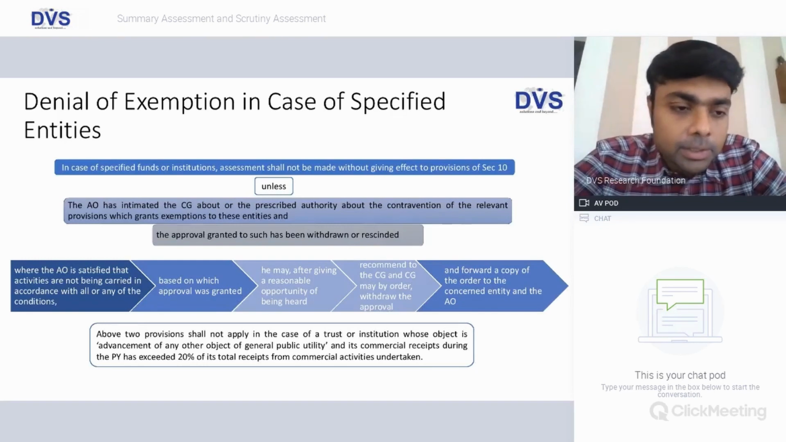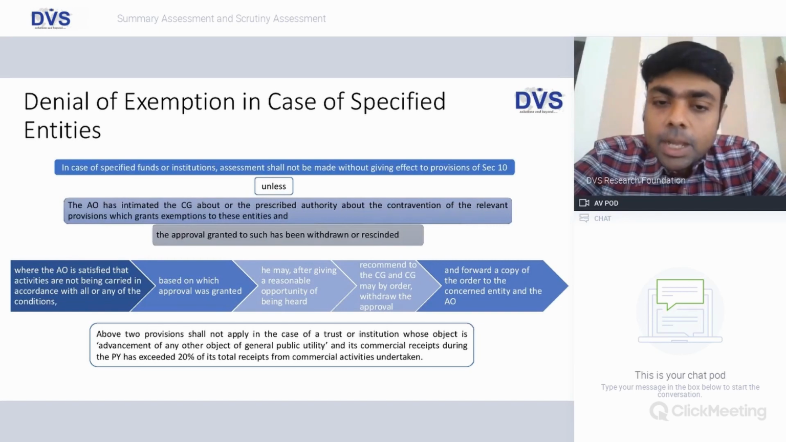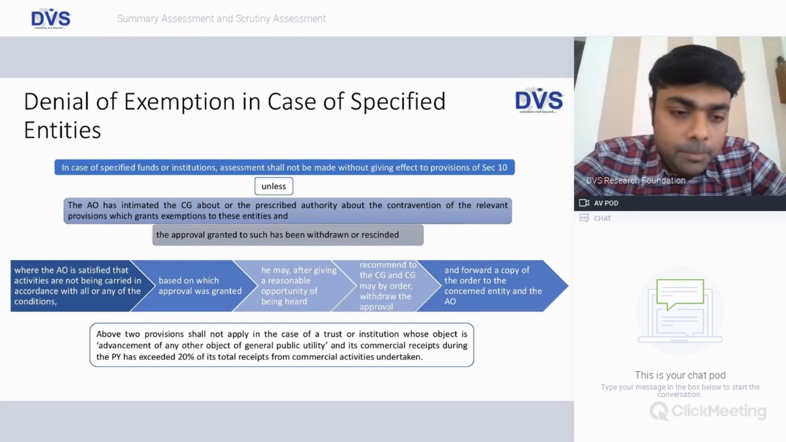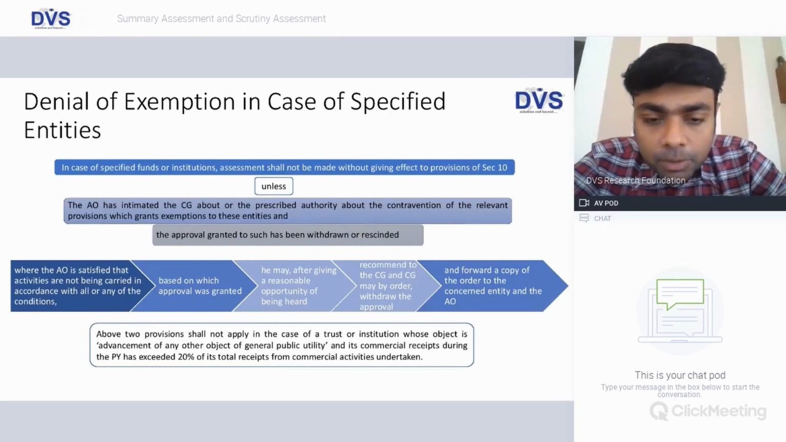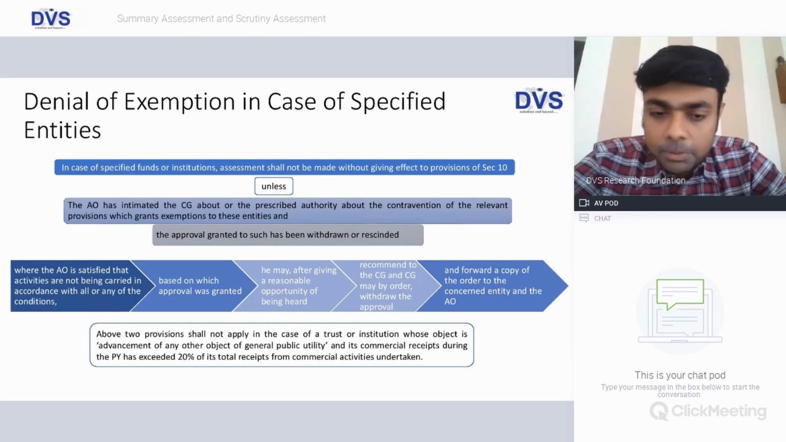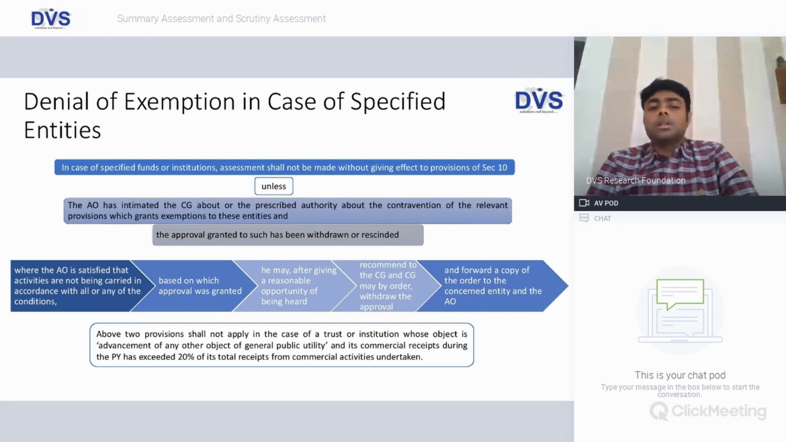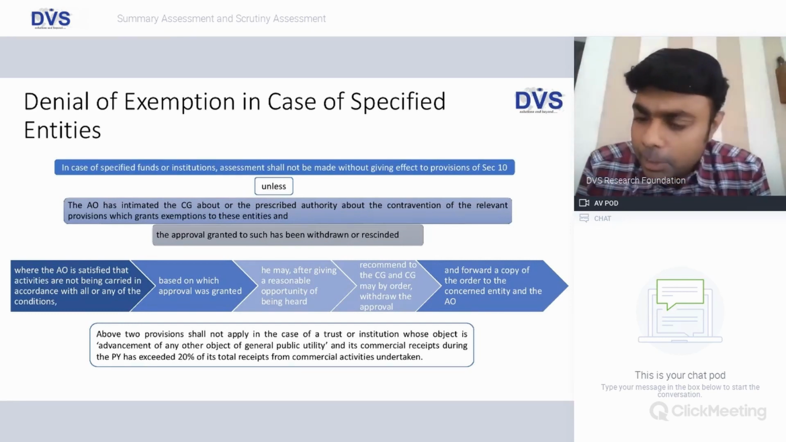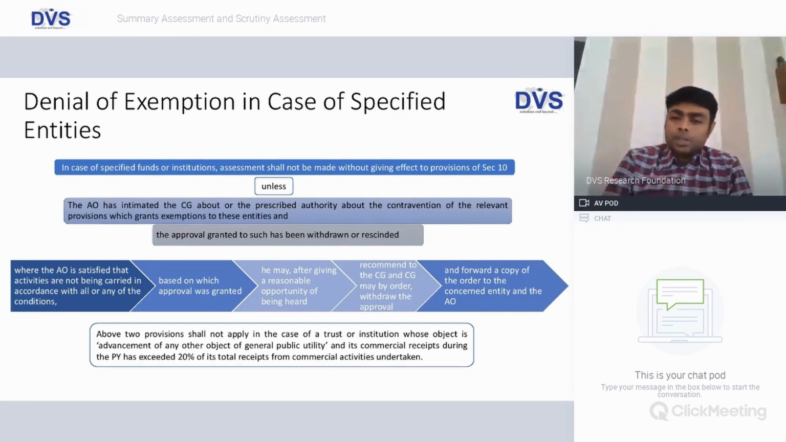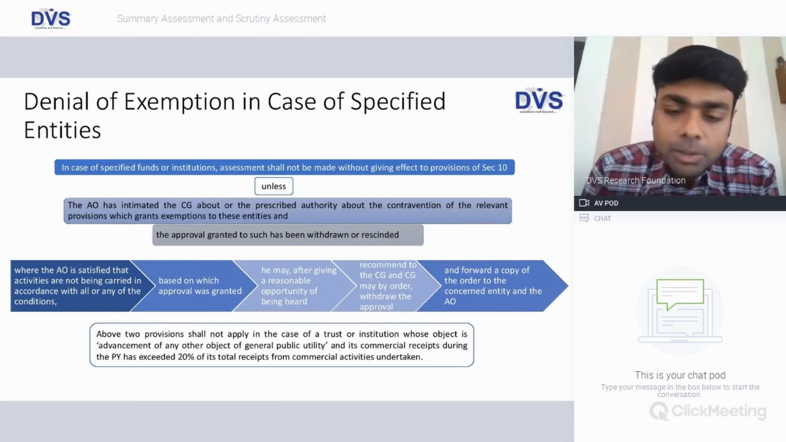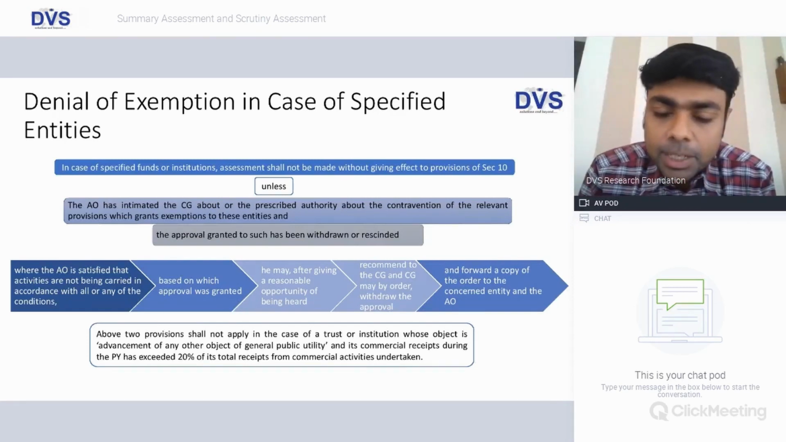Where the AO is satisfied that the activities are not being carried out in accordance with the conditions for approval, he may recommend the case for cancellation of the approval. However, an opportunity of hearing should be given to the assessee. The above two conditions shall not apply in the case of a trust or an institution whose objects are for advancement of general public utility and whose commercial receipts during the previous year have exceeded 20% of the total receipts from commercial activities. I'll quickly give you a brief background for this, friends. There's a section, Section 2(15), which talks about the definition of the term charitable purpose.